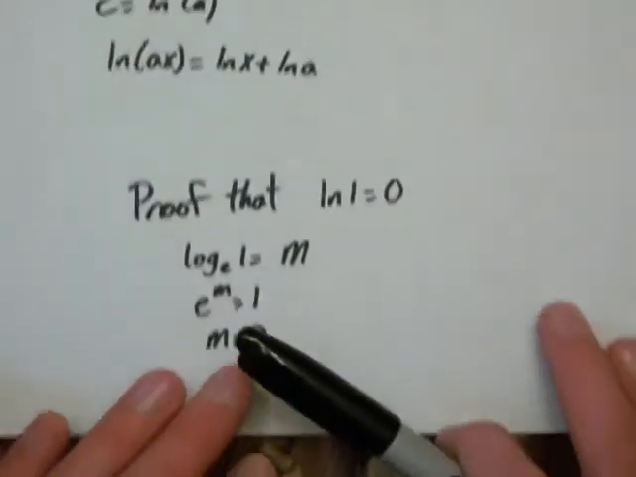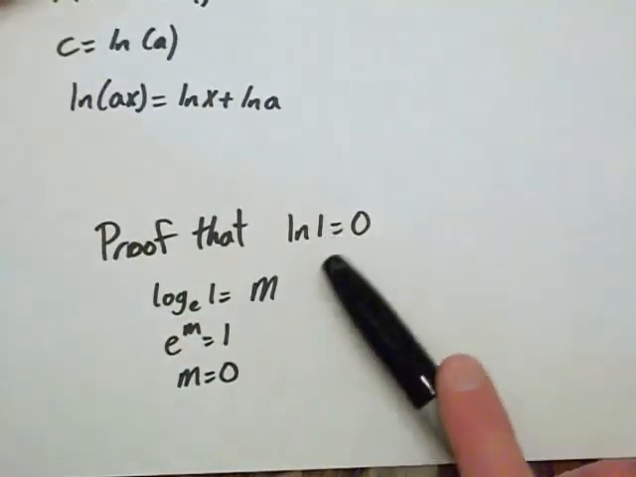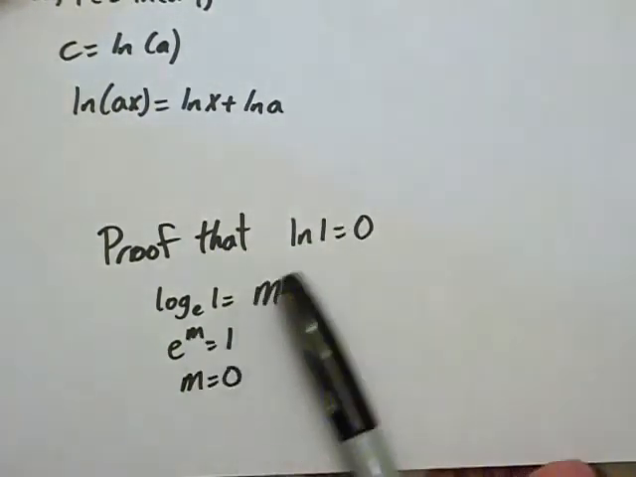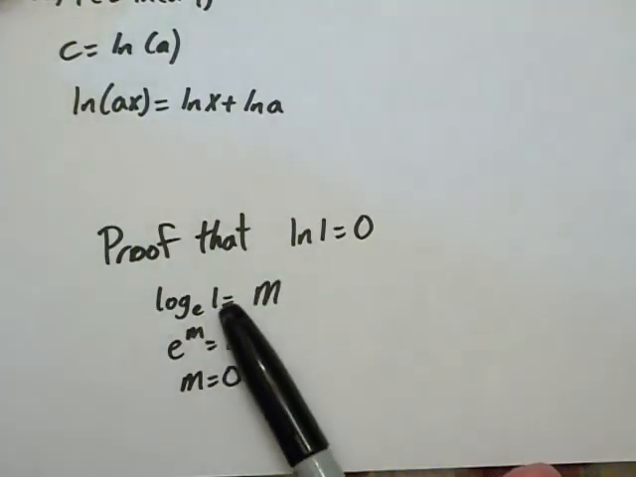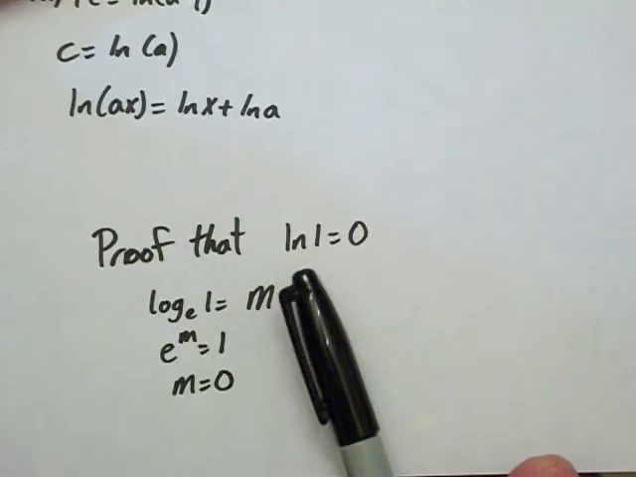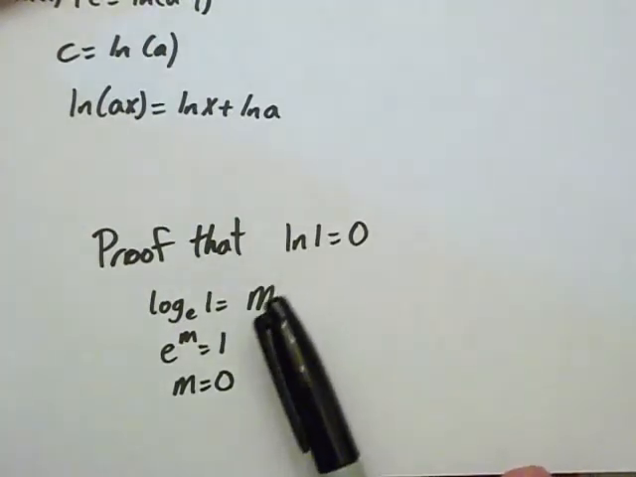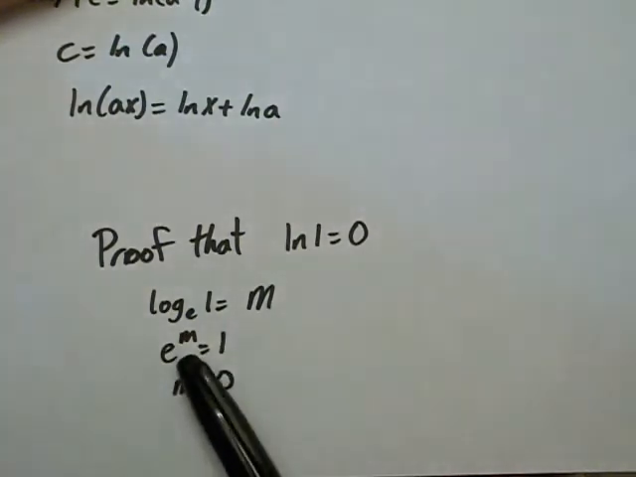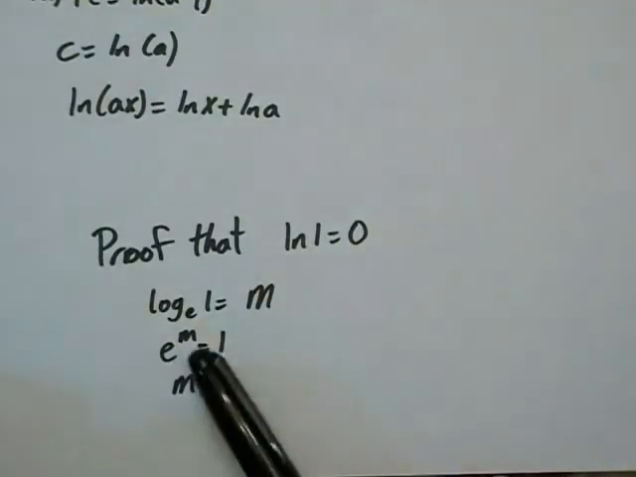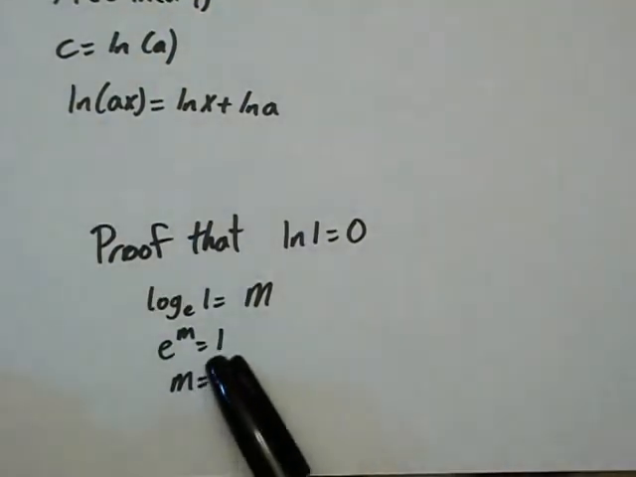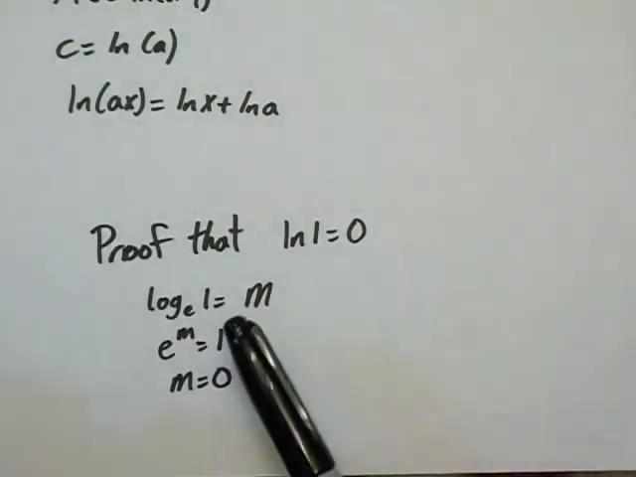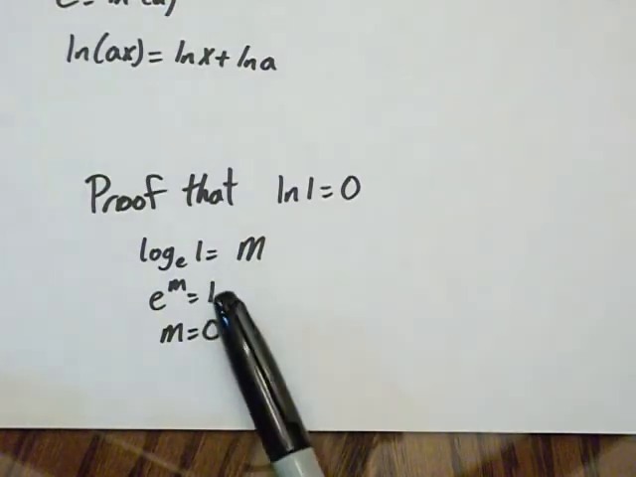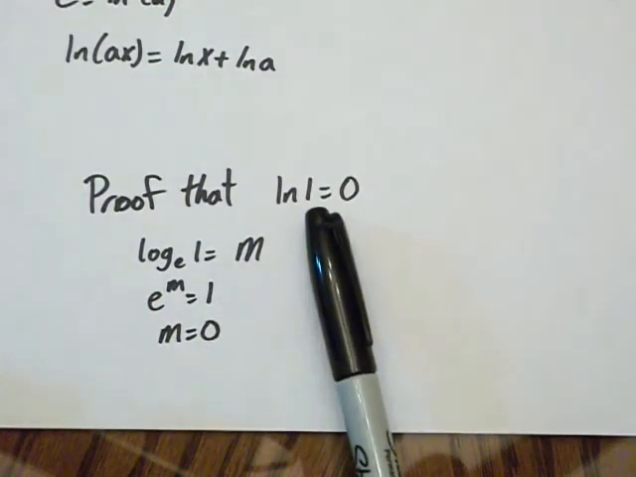Now, I'm going to do a quick proof that the natural log of 1 equals 0. Natural log is just log base e. So if we take log base e of 1 and set it equal to some constant, we'll say m, we can rearrange to get e to the m equals 1. For e to the m to equal 1, m has to equal 0, because anything to the 0 power equals 1. Therefore, ln of 1 must equal 0.